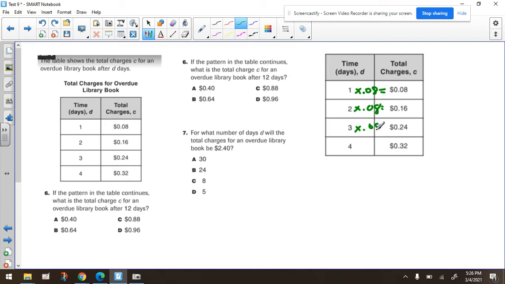If it does apply, if this is accurate, then we can go ahead and multiply this 8/100 times 12 to get the answer for number 6. This would be the computation that you might try.